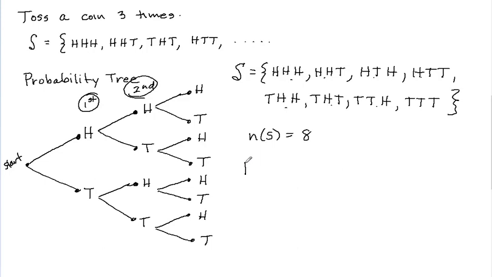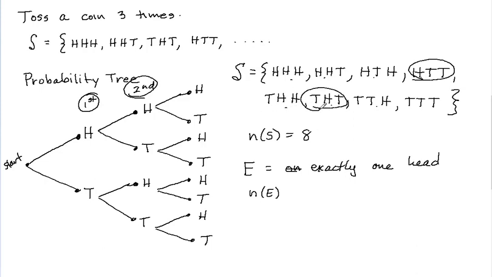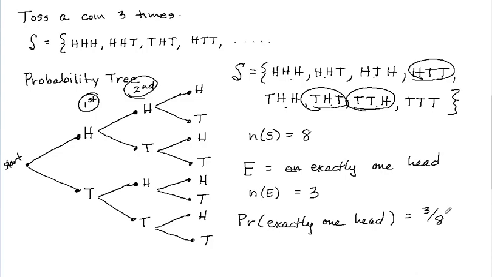Now if we wanted the event to be get exactly 1 head, I don't care if it's on the first coin, the second coin, or the third coin, just exactly 1, then the number of successes for that event would be, there's 1, 2, 3. And the probability for exactly 1 head would be 3 out of 8.